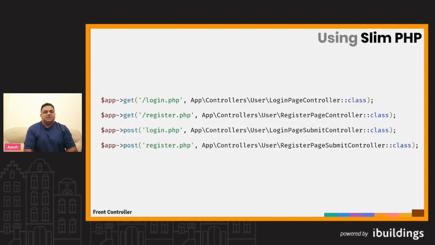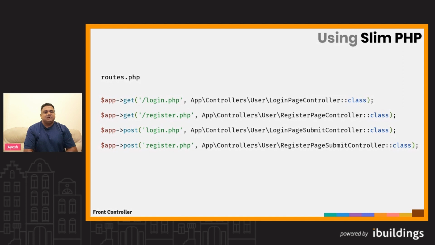Slim.php has one of the simplest and easiest ways to explain this idea. It uses FastRoute from Nikita, who we talked about with Brent before. You can define all of the routes that you deal with and then map them to a specific class. So all the requests to login.php go to this class.